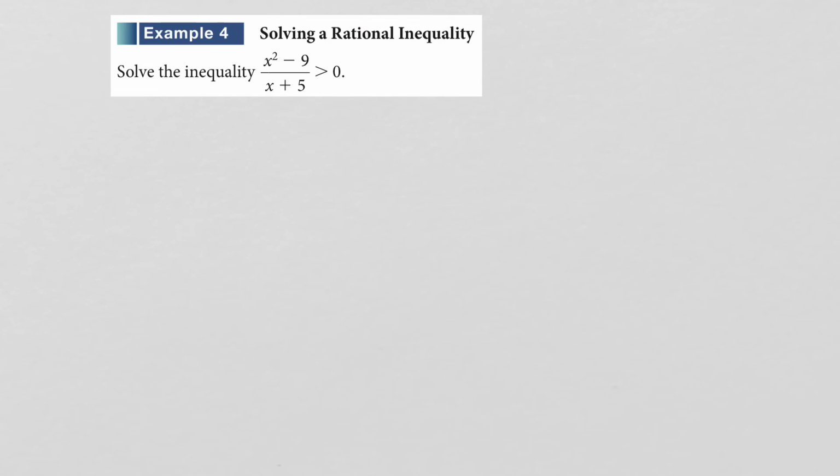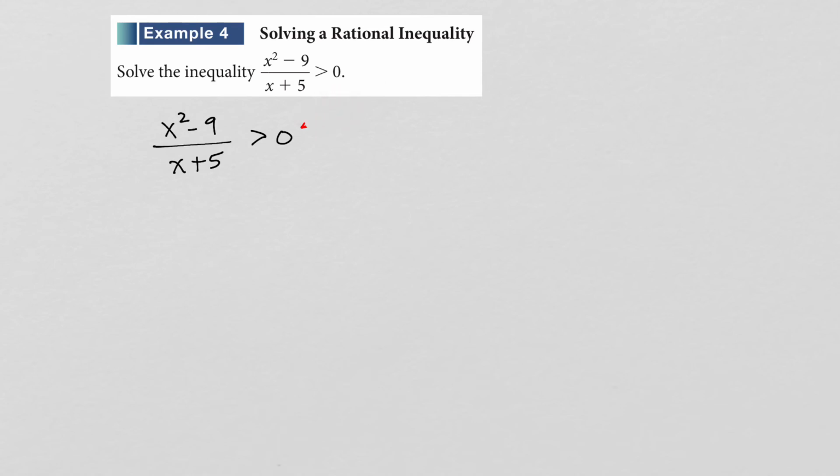Next, let's solve a rational inequality. The good news with a rational inequality is that you pretty much solve it the exact same way that you solve a polynomial inequality. So we have x squared minus 9 over x plus 5. That's a rational expression, and we would like to know, when is it greater than 0? So as always, you want to make sure you have 0 on one side before you start factoring, and we do, so that's good news.